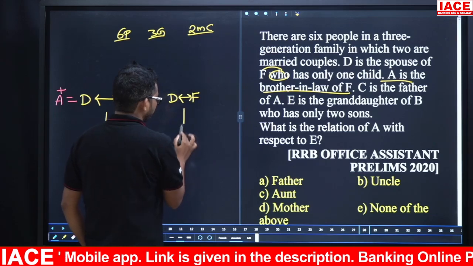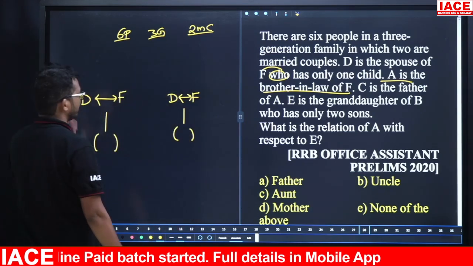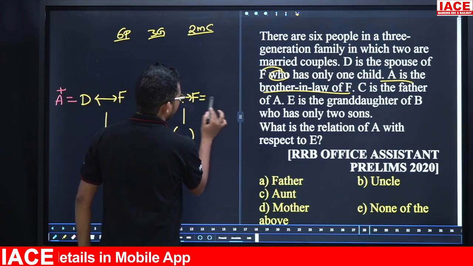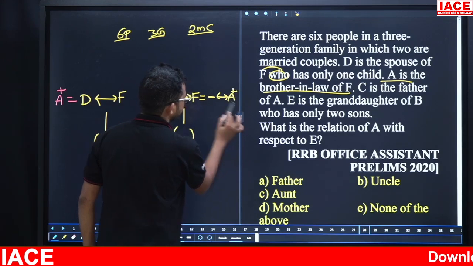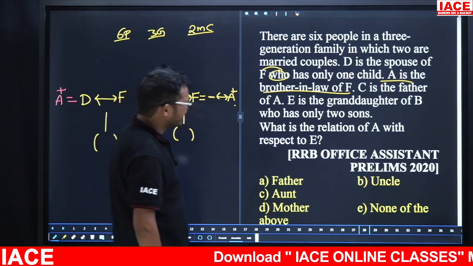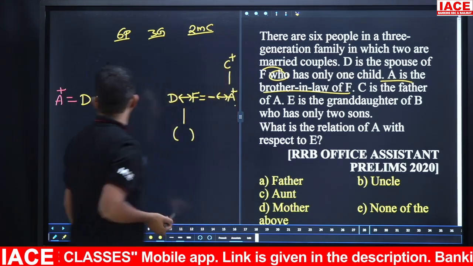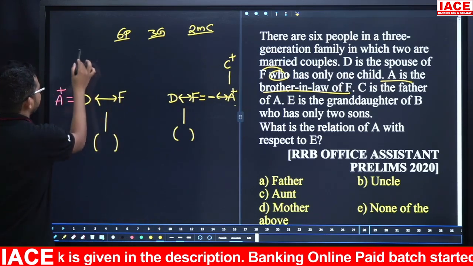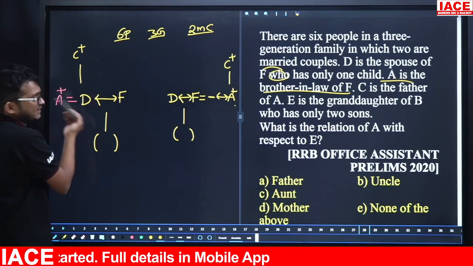For this couple we are having one child. Now one possibility is spouse's brother, the other one is sister's husband. Take care, F is having one sister, and the sister's husband is A. A is brother-in-law of F. Go for the next point: C is the father of A. Now A and D both are siblings, and C is the father of A.